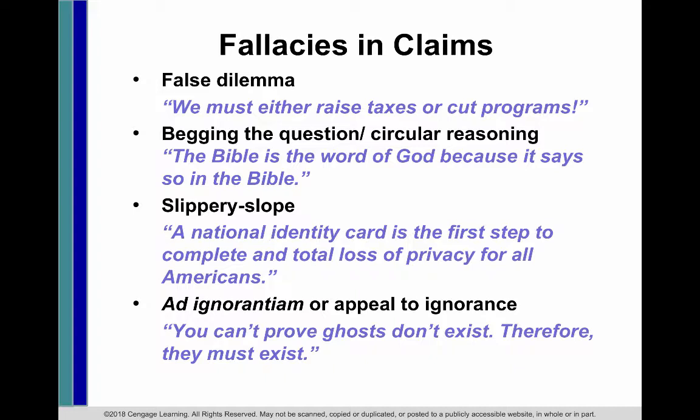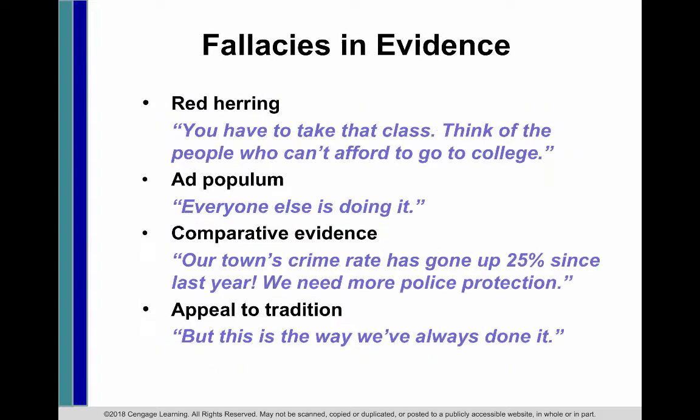The ad ignorantium, or appeal to ignorance fallacy, is also known as the burden of proof fallacy. It occurs when the speaker says that because something hasn't been proven to be true, then it must be false, or in this case, that it hasn't been proven to be false, so it must be true. You can't prove ghosts don't exist, therefore they must exist. Here's the thing, lack of evidence is not evidence for anything. The person making the claim is the one with the burden of proof. The next kind of fallacy has to do with evidence.